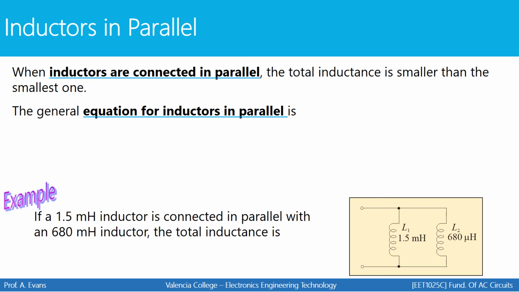When inductors are connected in parallel, the total inductance is smaller than the smallest one. In other words, we combine inductors in parallel the same way we combine resistors in parallel.